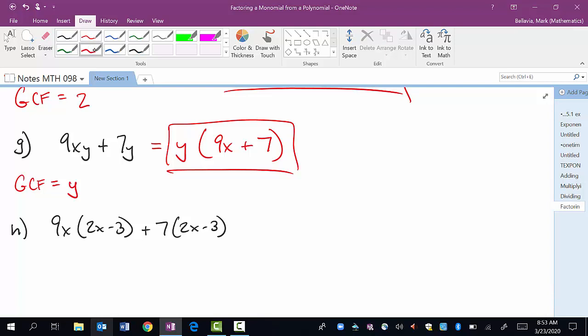Let's be careful we don't forget what our directions are. Our directions are to factor. All right, so you want to factor. And when you factor, you're looking for a greatest common factor between all the terms. So the first thing to understand here is how many terms do you see to begin with?